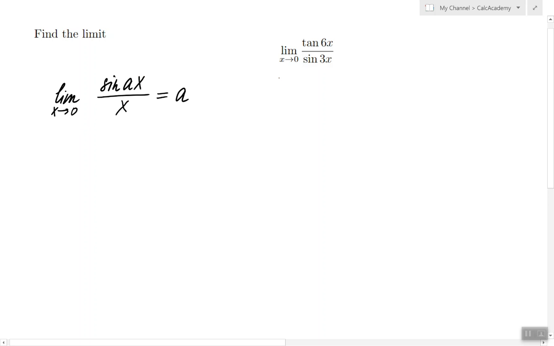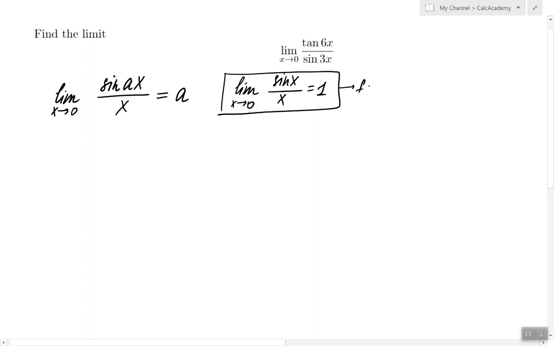How can we prove this? Well, we're going to use the fact that limit as x approaches 0, sine of x over x is equal to 1. So this we're going to use as a fact. And using this fact, we're going to prove that sine of ax over x as x approaches 0 is equal to a. How do we do that? We do it by substitution.